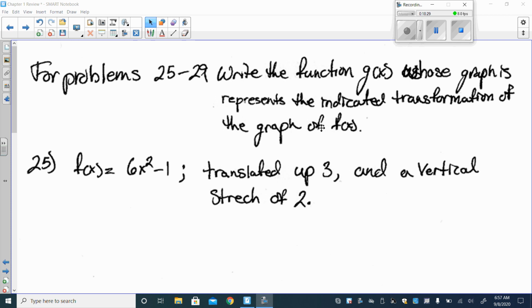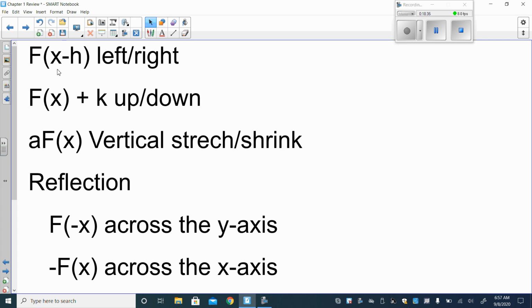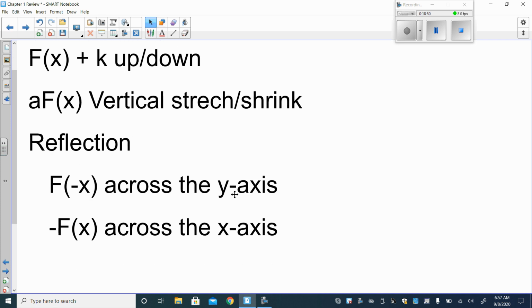Now before we really look at this first one here, 25, there was a list I included at one point that looks like this here. F of x minus h is our left and right, where h is the value of how far we move it to the left or how far we move it to the right. F of x plus k moves it up or down. A times f of x is our vertical stretch or shrink. Our reflection f of negative x is across the y-axis, and negative f of x is across the x-axis.